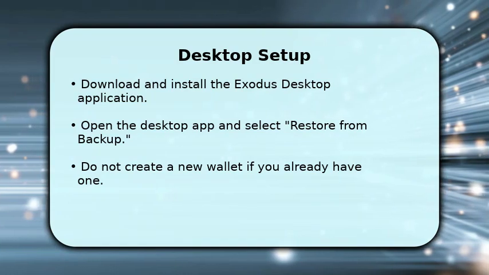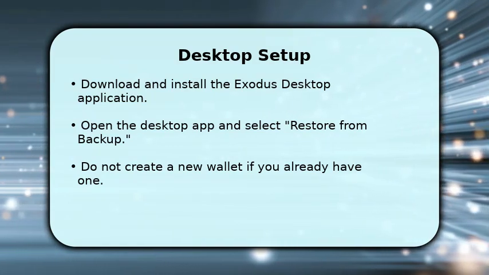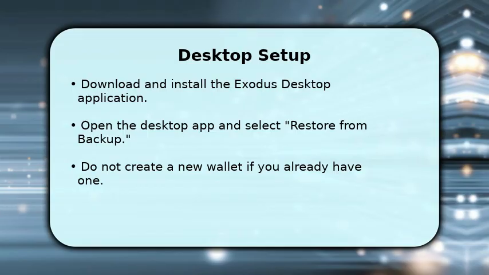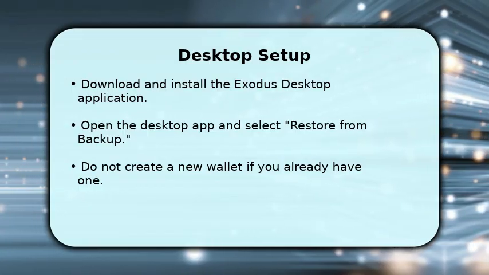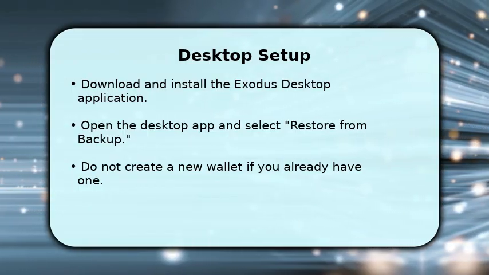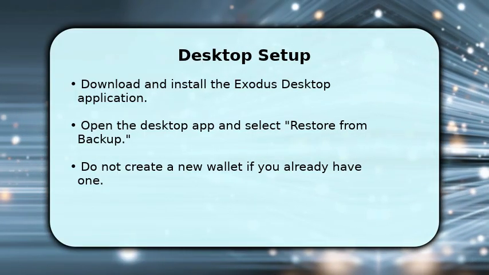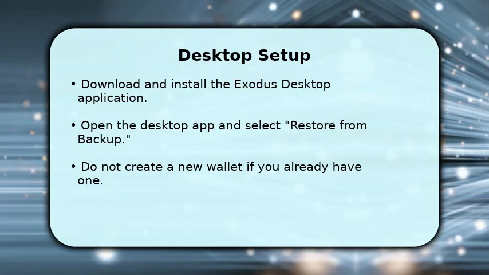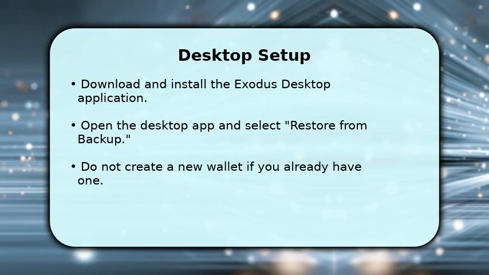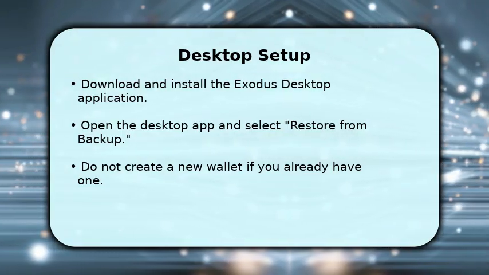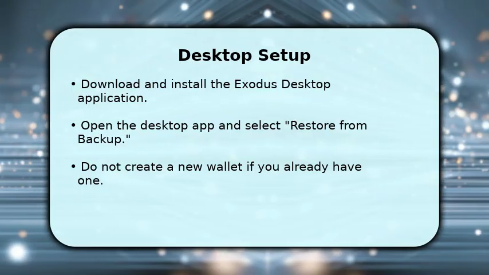First, make sure you have the Exodus desktop application installed on your computer. If you don't, download it from the official Exodus website. Once installed, open the application. Instead of creating a new wallet, you'll choose the option to Restore from Backup. This prepares the desktop app to receive your existing mobile wallet's data, ensuring a smooth transition and synchronization of your assets.